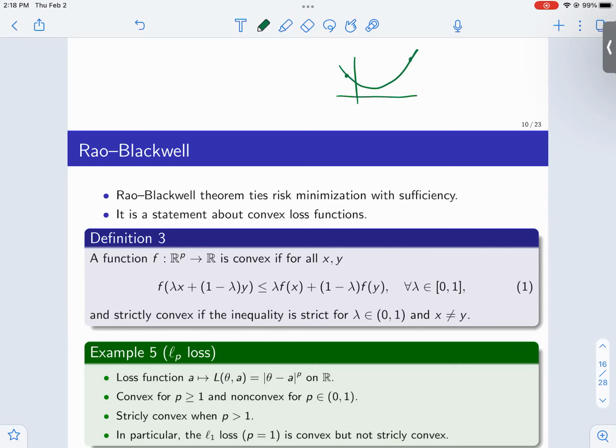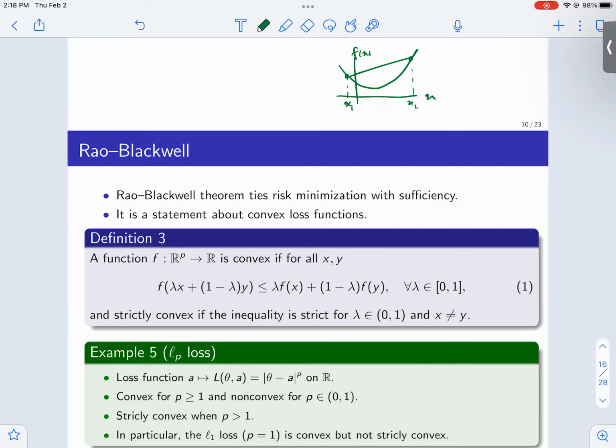Okay, so you have this function. This is x, this is f of x, this is the graph. You take two points on the graph and connect them. The values of the function in between these two points stay below that. Okay. Any other definitions? The second derivative is non-negative. So if it's differentiable, the second derivative would be non-negative.